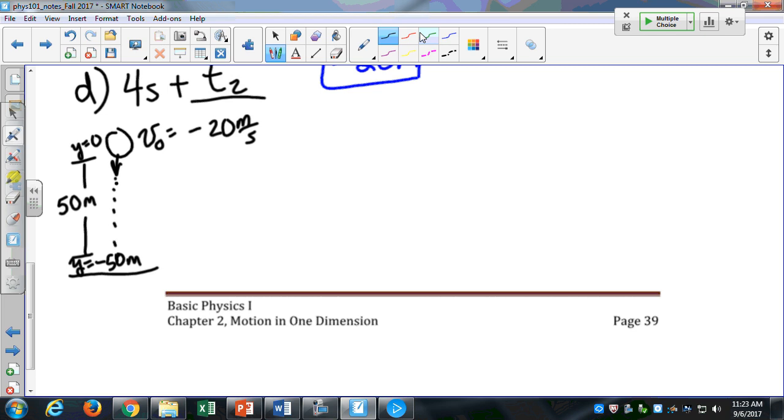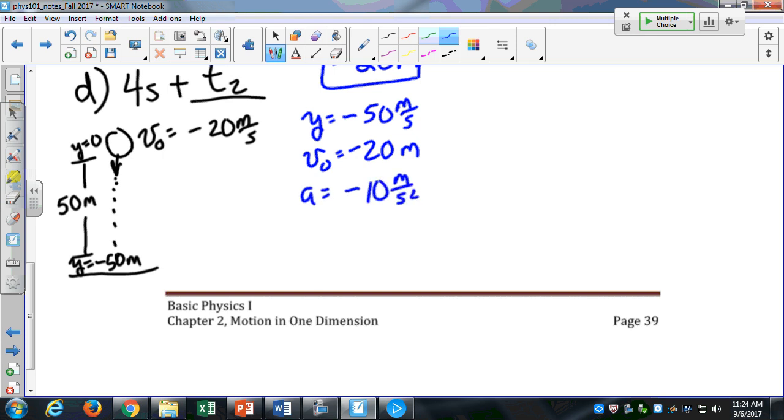I'll write down what I know and don't know. Y is negative 50. V0 is negative 20. A is equal to negative 10. I don't know what V is. I don't know what T is. I'm going to call this T2 because it differentiates from the first T that we found. All right, write my equations up here.